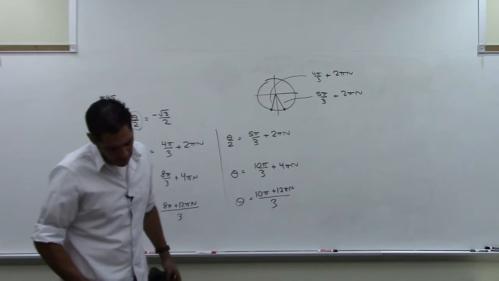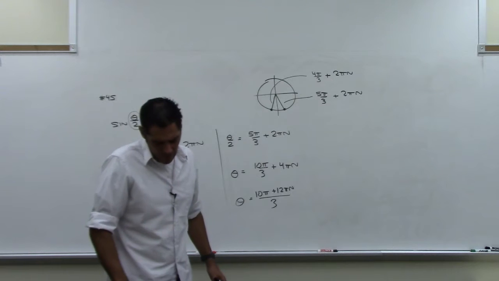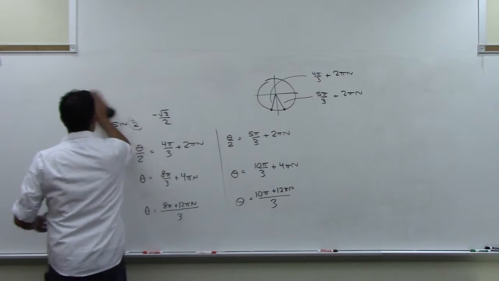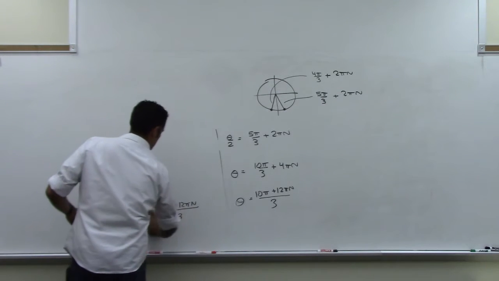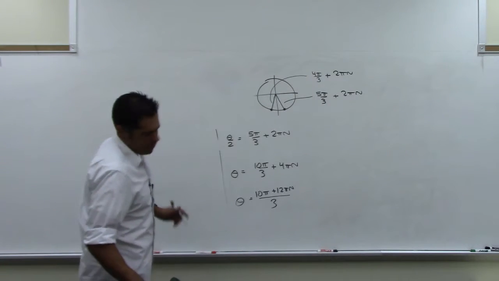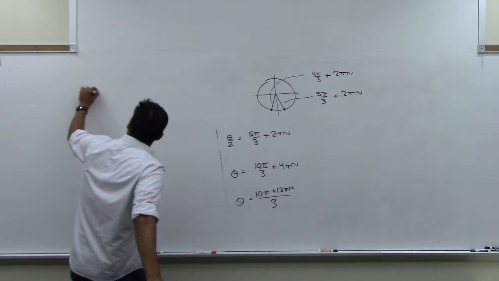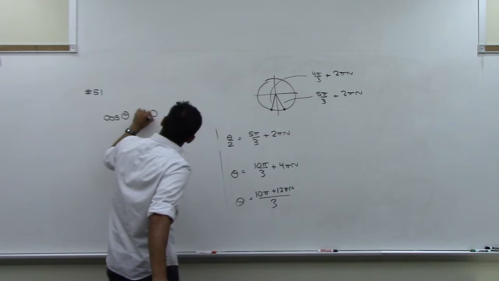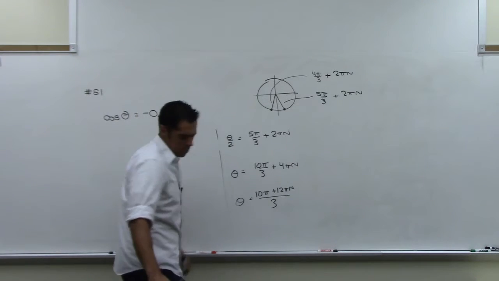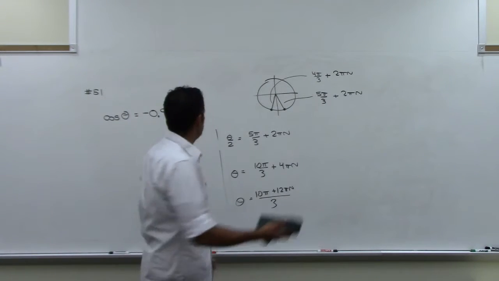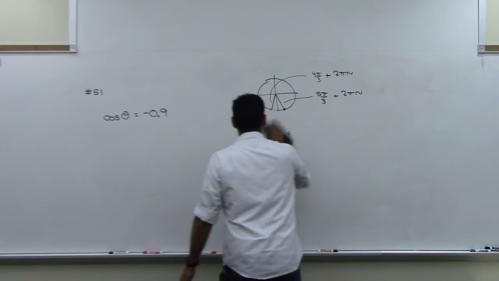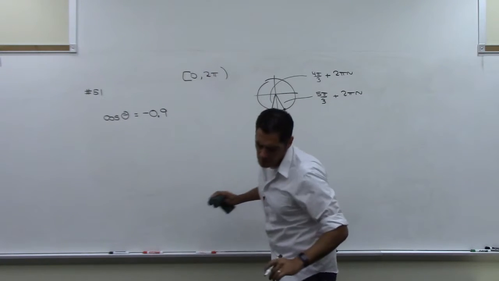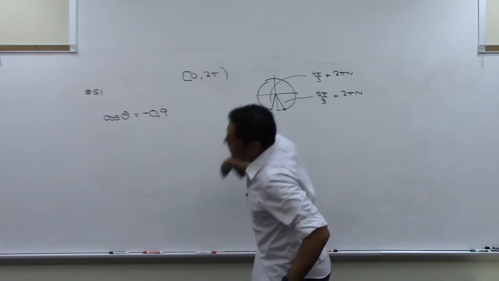Cosine theta is negative 0.9. We want just the answers on 0 to pi. So just looking between 0 to pi. And it says to use a calculator.